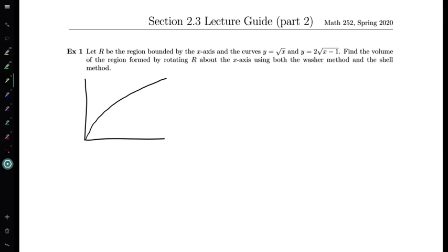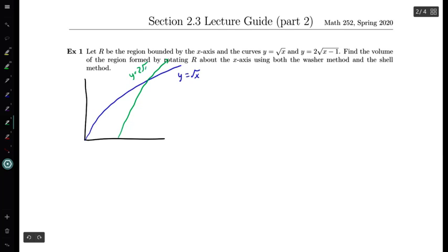So here, we should give this a color. Here's the square root of x. And we know that 2 root x minus 1 is steeper and shifted to the right a little bit. So it's going to look something like this. And our region here is this region bounded by the x-axis and these two curves.